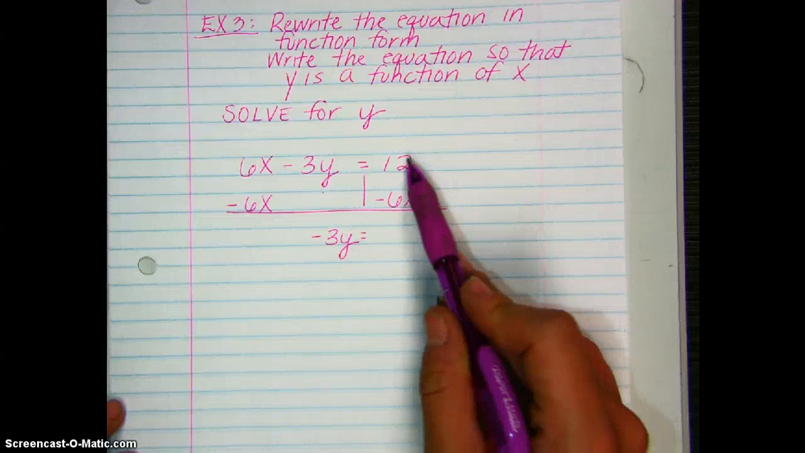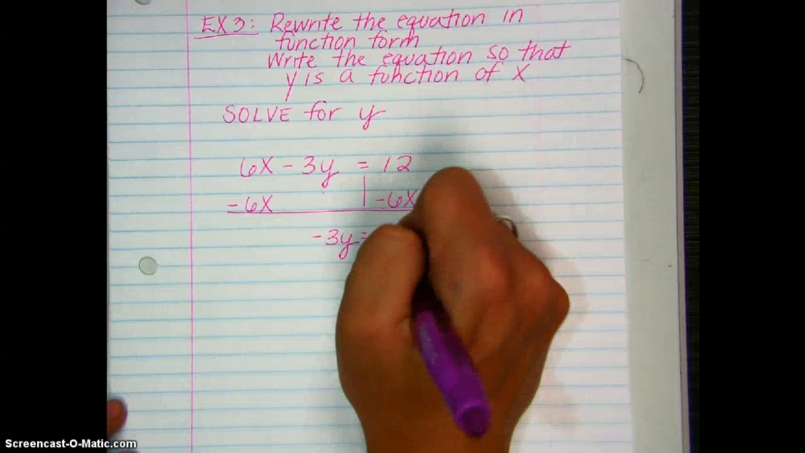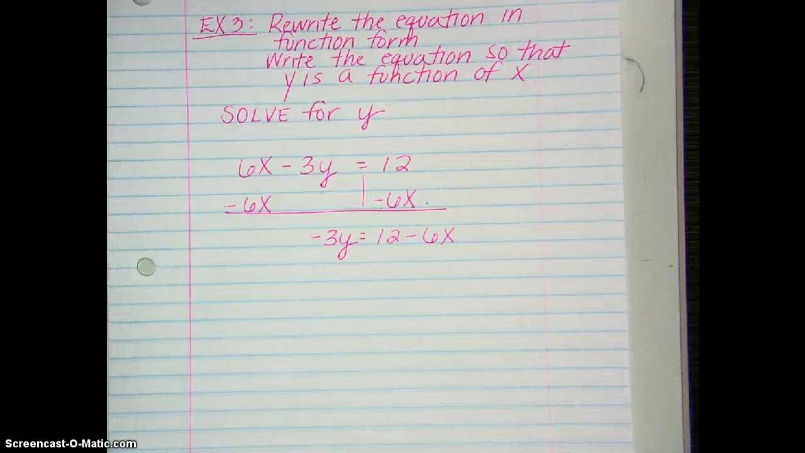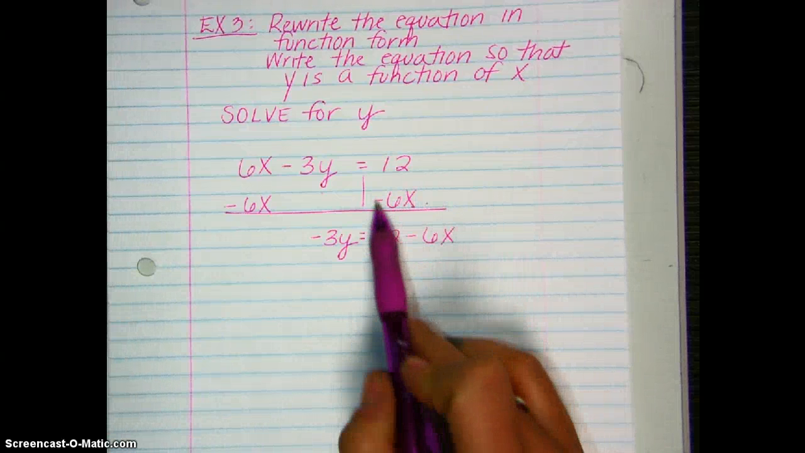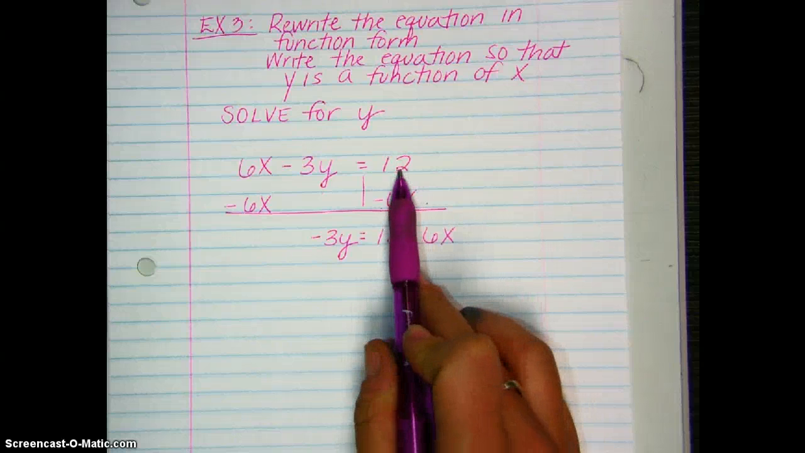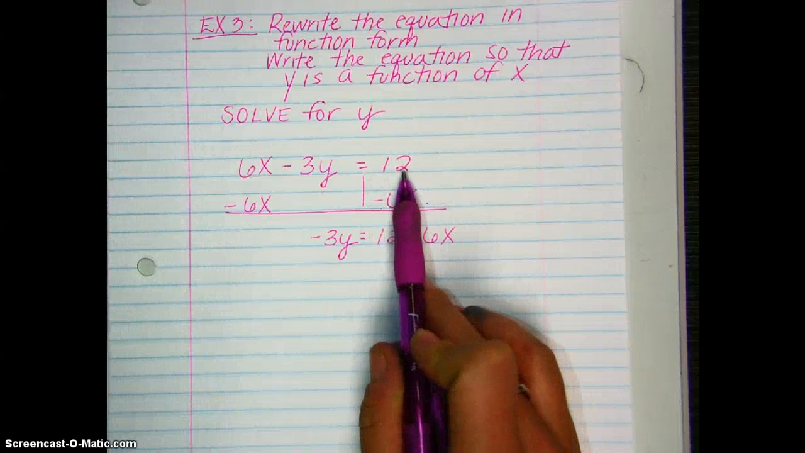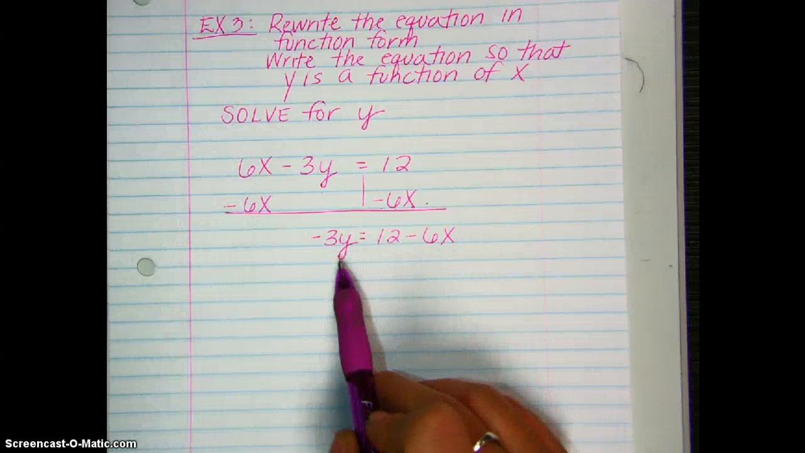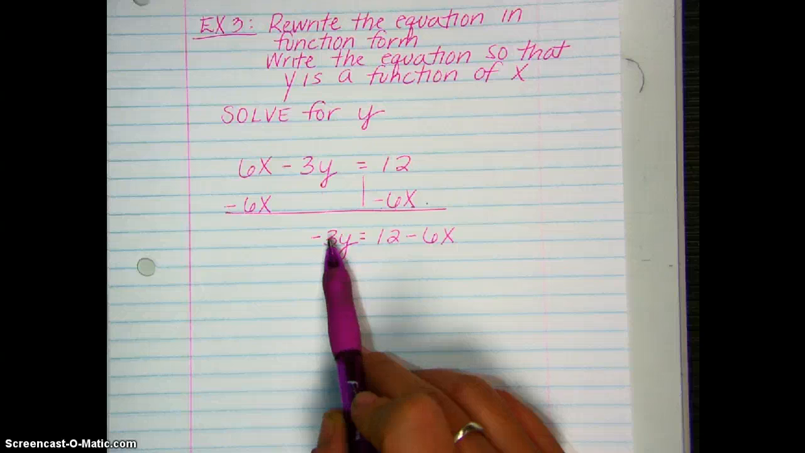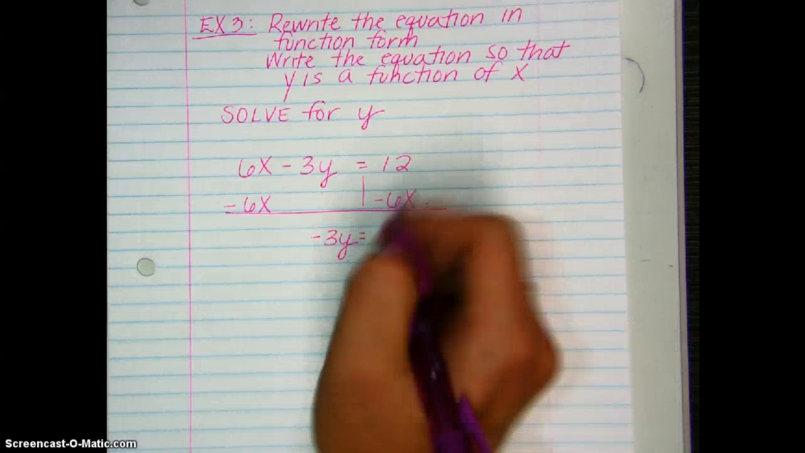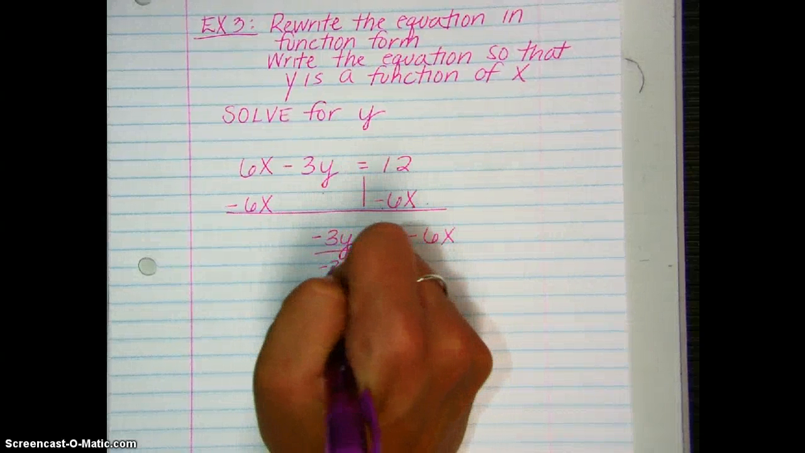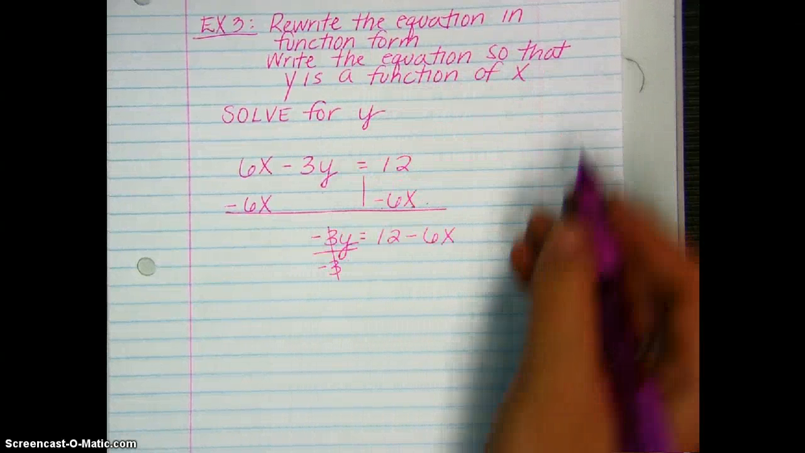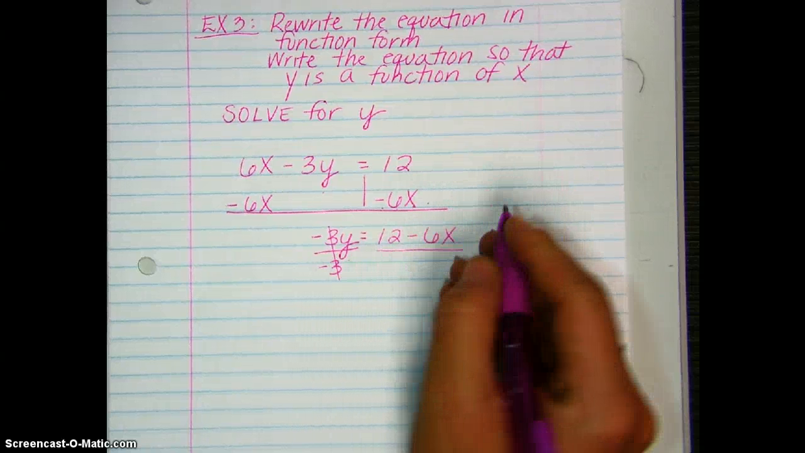On the right side, 12 minus 6x, we just simply write it like that, 12 minus 6x. That is not 6x. These are not like terms. You cannot take 6x's from 12 because 12 doesn't have any x's to give. So you just simply write it like that. We still need to get y by itself. It's being multiplied by negative 3, so the inverse of that would be division. Division by negative 3. Whatever we do to one side, we have to do over here as well.